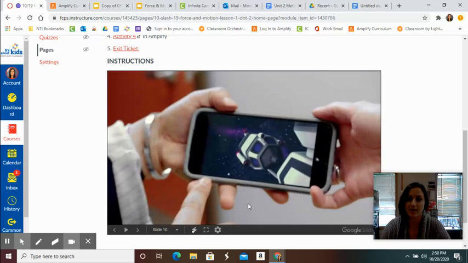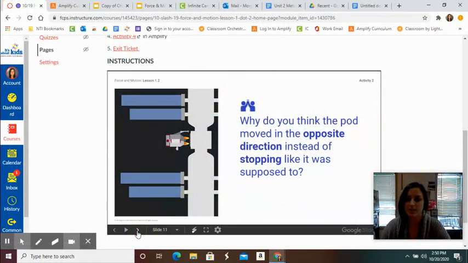And so the video, like I said, you're going to watch on your own because when I screencastify like this, it doesn't pick up the sound. So you're going to watch that on your own. And pretty much the idea is, like I said, that pod was trying to dock. The camera footage cut out. And so we don't know why that pod moved in the opposite direction that it was supposed to. And so we're trying to figure out what happened.